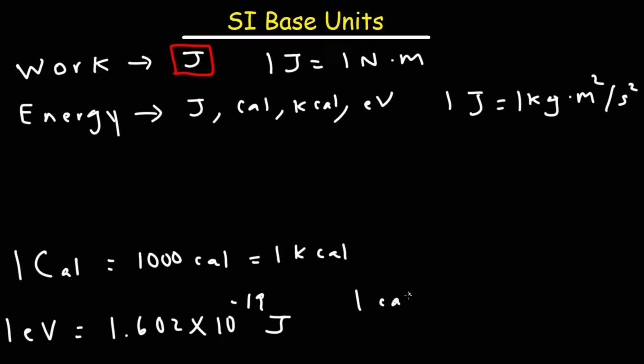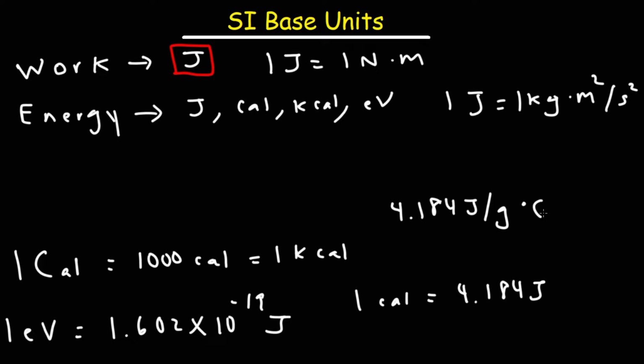And 1 lowercase calorie is equal to 4.184 joules. This is based on the specific heat capacity of water. The specific heat capacity of water is 4.184 joules per gram per Celsius. That's where the unit calorie comes from. It's how much thermal energy can be stored in water per degree Celsius per 1 gram of water.